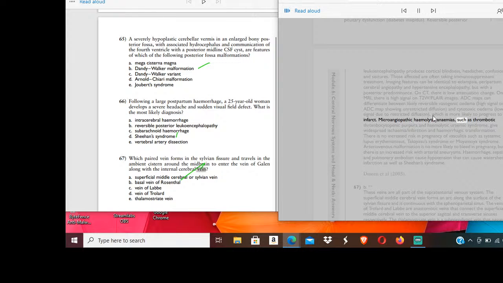Microangiopathic hemolytic anemias, such as thrombotic thrombocytopenic purpura and hemolytic uremic syndrome, give widespread ischemia/infarction and hemorrhagic transformation. There is no increased risk in pregnancy of vasculitis, such as systemic lupus erythematosus, Takayasu syndrome, or Moyamoya syndrome. Arteriovenous malformation is no more likely to bleed in pregnancy, but there is an increased risk with arterial aneurysms. Hemorrhage, sepsis, and pulmonary embolism cause hypotension that can cause watershed infarction as well as Sheehan syndrome. Dineen et al. 2000.